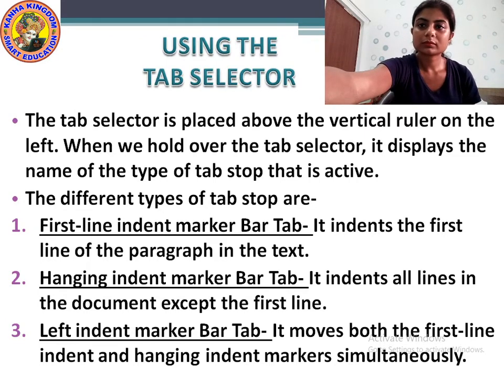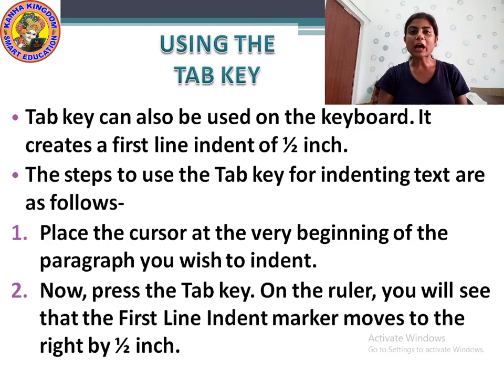So now students, how can you use the tab key? This tab key can also be used in the keyboard. On the left hand side of the keyboard, you can see there is a tab key with two arrows, one pointing to the right side and one to the left side. What does this do? It moves the text towards the left and right. It moves the text that you are writing in the document from left to right.